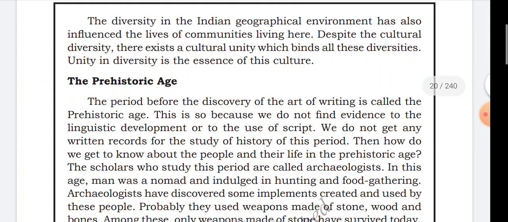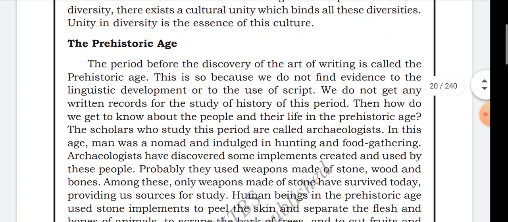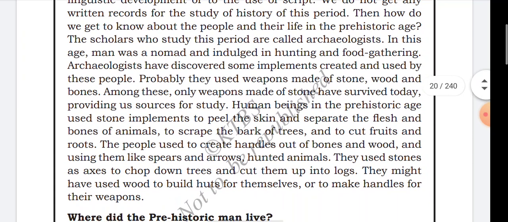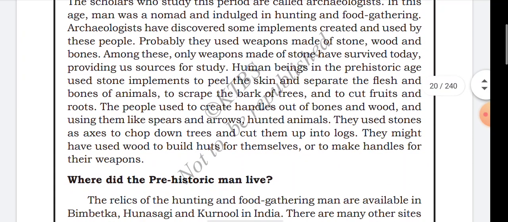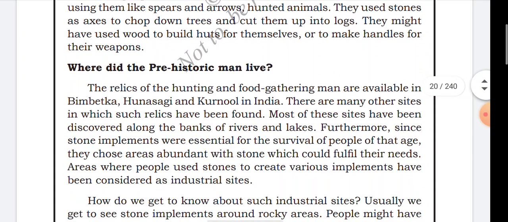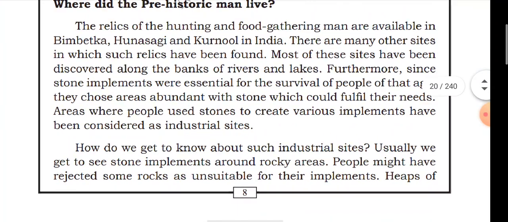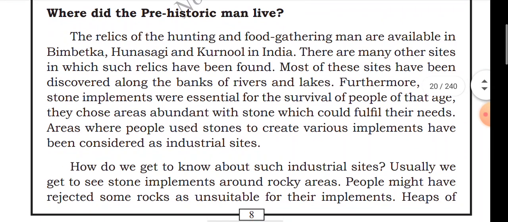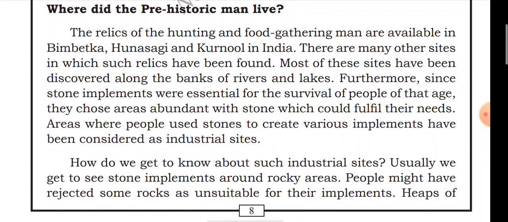And next, we even studied the diversity in India's geographical environment. We studied what is the prehistoric age and about the life of prehistoric man. So in this video, we will be studying where the prehistoric man lived and about the further concepts.